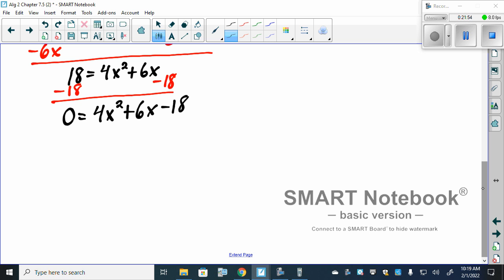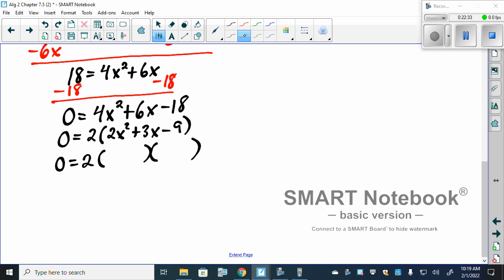Now at this point, we can solve it by factoring, or the quadratic formula. And I have a feeling y'all want to do this by factoring again, yes? Is there a greatest common factor? They're all divisible by 2, so we'll need to factor that out first, as we'll be left with 2x squared plus 3x minus 9. Now this will factor.